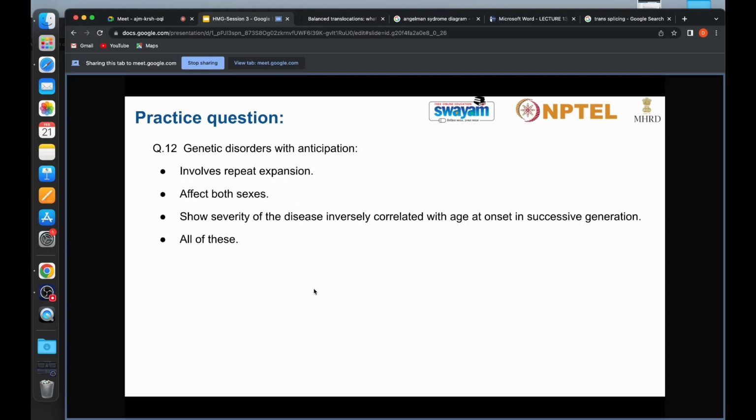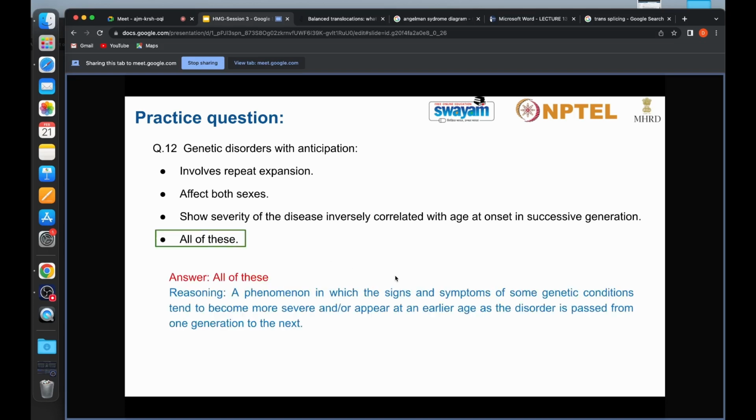Then we talked about anticipation. So genetic disorders with anticipation, what does it involve? It involves repeat expansion, affects both sexes, and shows severity of the disease inversely correlated with the age at onset in successive generations, and all of these. So the correct answer was all of these because we already discussed a lot about anticipation.